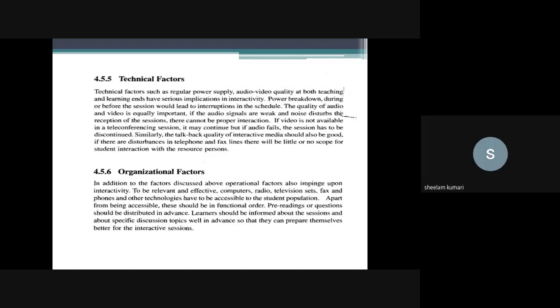Organizational factors means computers, radios, infrastructure, television sets, fax, telephones, and other technologies should be accessible to the students. Sometimes they are distributed by the government, such as computers. Distribution alone is not what matters. They are important, of course, but what is important is that they should be in functional order. So if you are making education accessible and providing some infrastructure to the learners, make sure that it is functional.